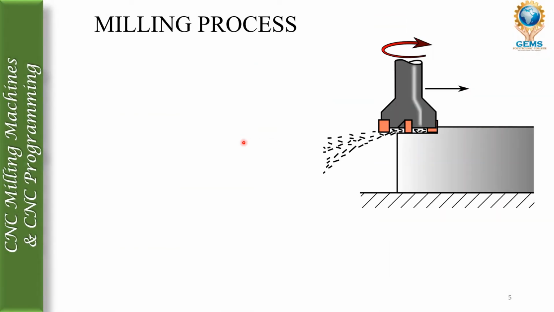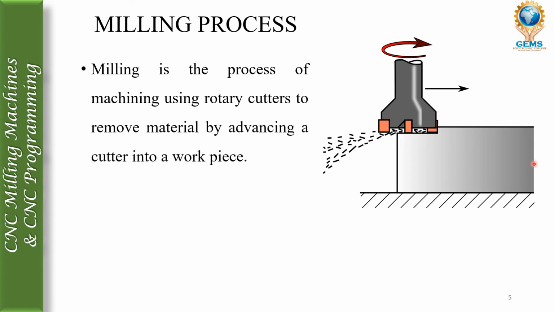Now let's come back to the milling operation. Milling is a process of machining using rotary cutters to remove material by advancing a cutter into a workpiece. In lathe, the cutter is not rotating, but in a milling machine, the cutter is rotating. Either the cutter is moved forward or the workpiece table is moved forward, so that by using this rotary cutter we are removing the material.